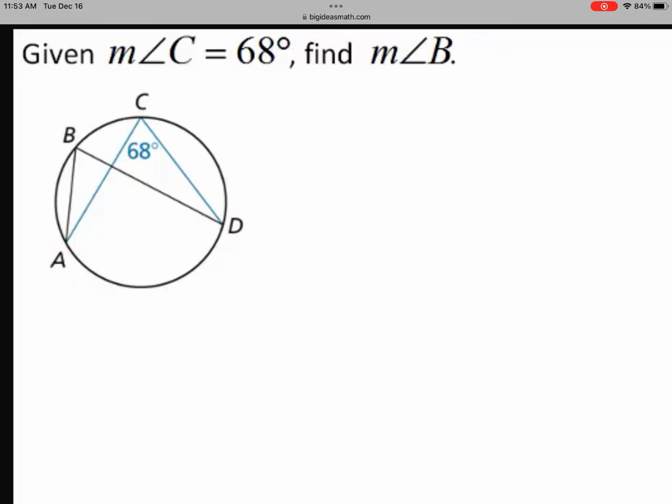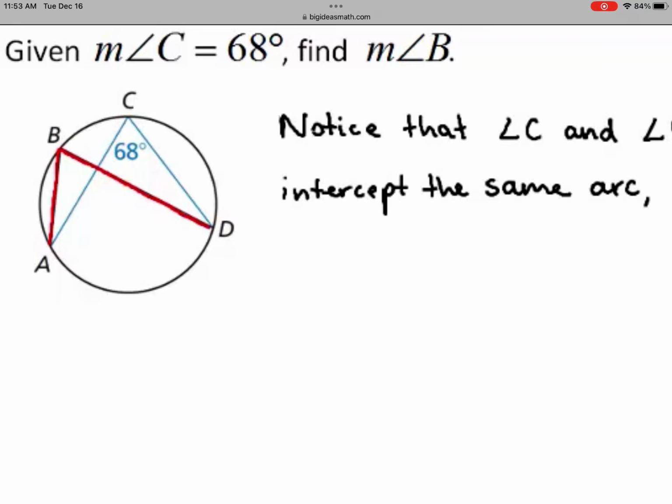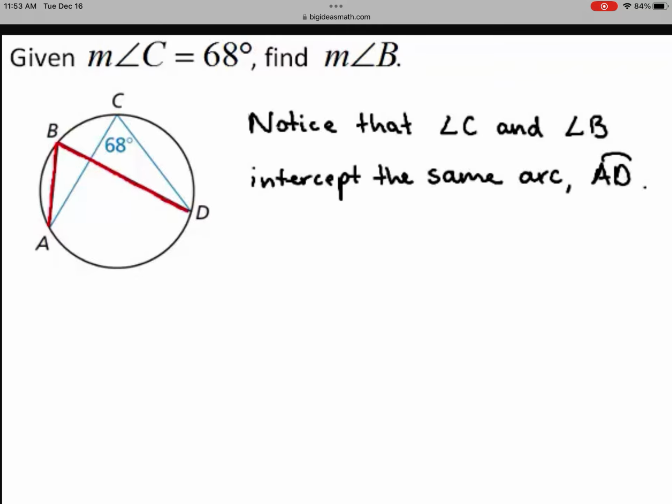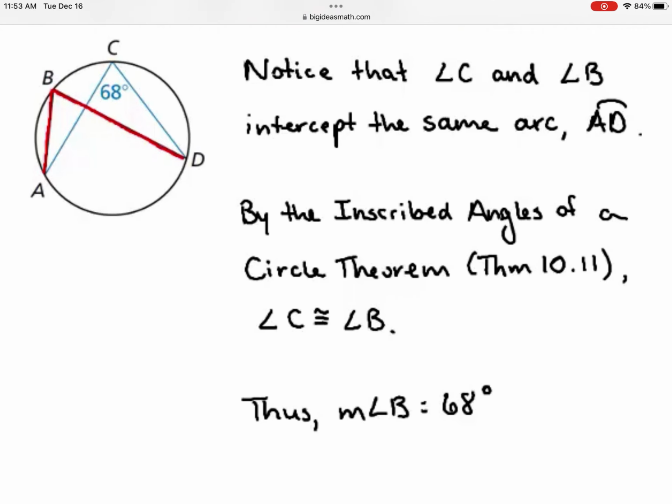Given the measure of angle C equals 68 degrees, find the measure of angle B. Notice that angle C and angle B intercept the same arc AD. So by the inscribed angles of a circle theorem, angle C is congruent to angle B. Thus, the measure of angle B equals 68 degrees.